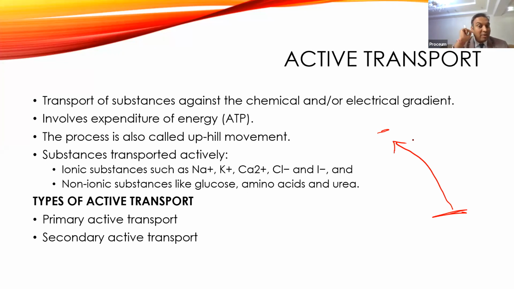So what are the various substances which can be transported by this active mechanism? Most commonly, ions like sodium, potassium, calcium, chloride, magnesium, iodine. All these ions can be transported against the concentration gradient, copper, iron. They are moving against the concentration gradient and concentrated at one particular place at a much higher fold than the other side. Second thing, there are some organic substances also which can be transported by this mechanism: glucose, amino acids, and urea. So they also move against the concentration gradient.